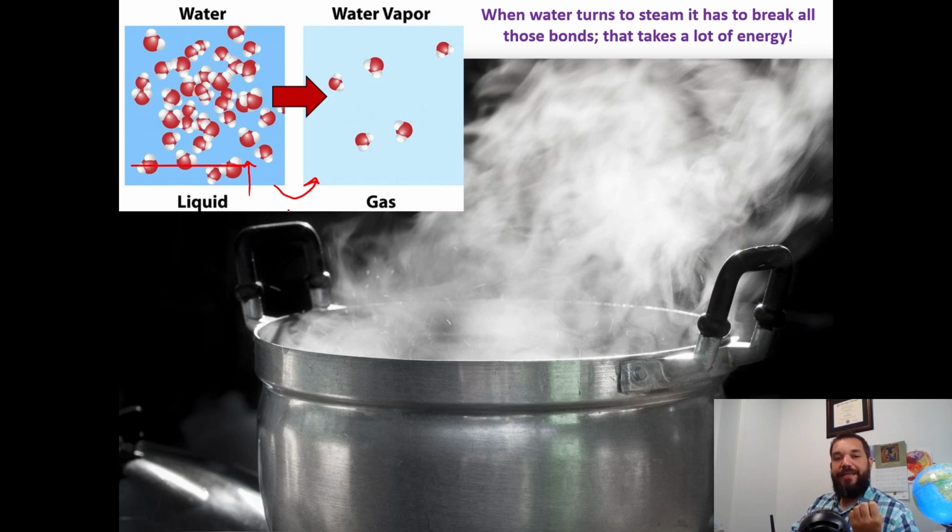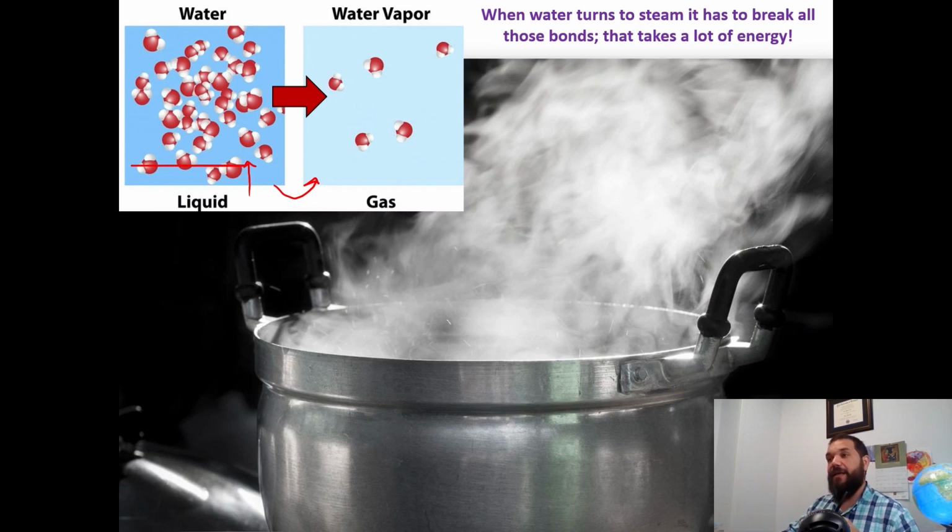So as it goes through that process, it's actually cooling the water down as it boils and as it evaporates, okay? So that's why, for example, when you boil a pot of water, it takes a long time to boil that water off. You know that, right? Like if you put a pot of water on the stove, it would take a long time to boil off all the water. It takes a lot of energy to break all those bonds, okay?